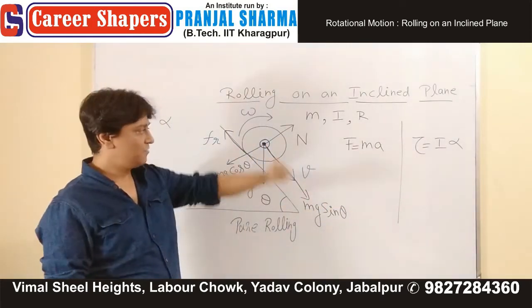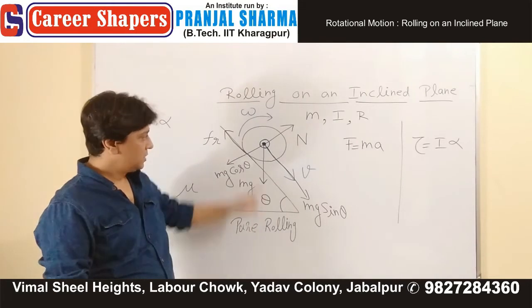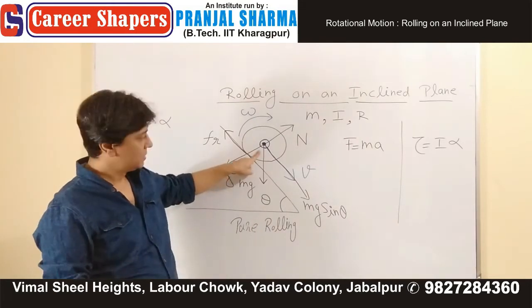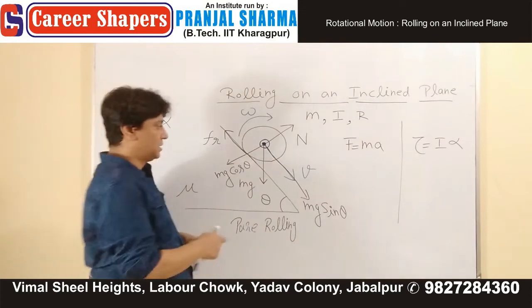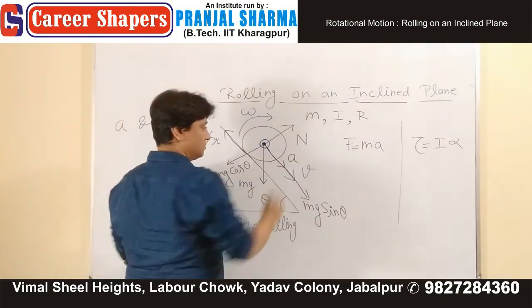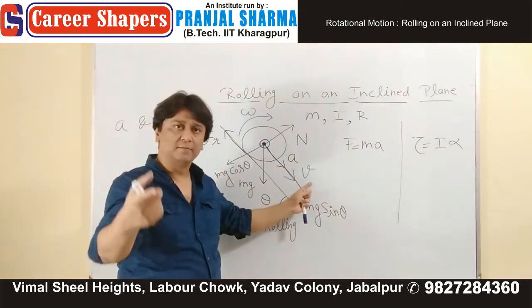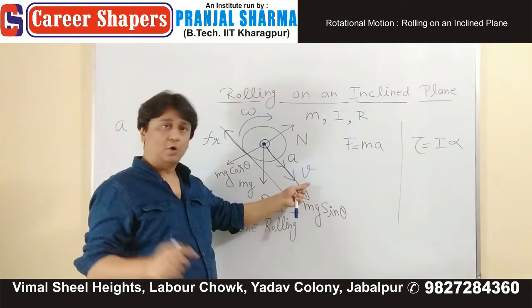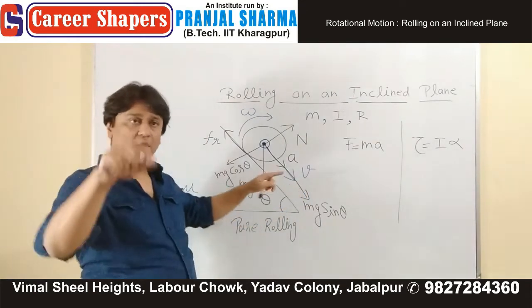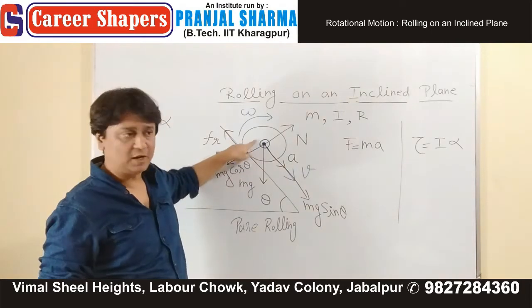So how do you write F equals to ma? This wheel has a downward acceleration of A. This is velocity at a given time, and at the same time the acceleration of the body, meaning center of mass, that is A.